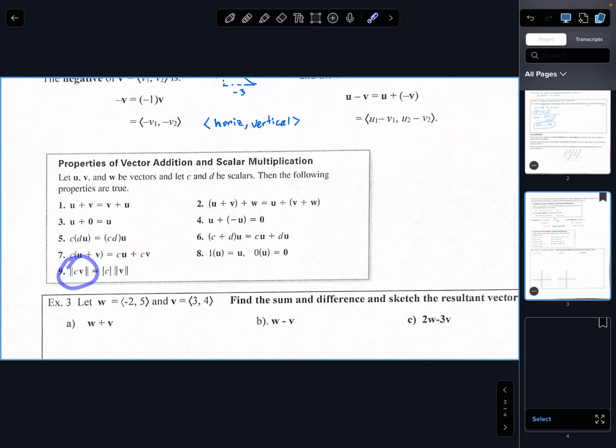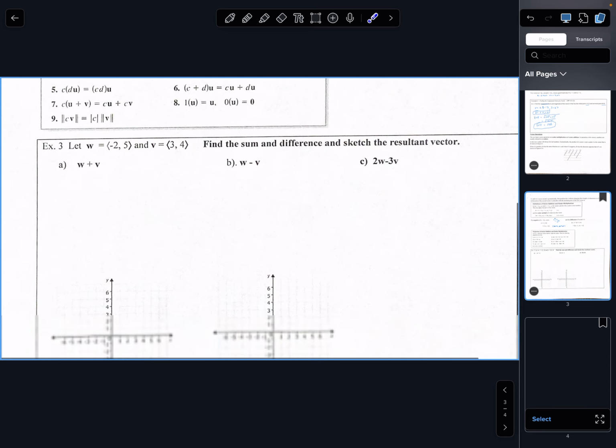This sometimes is helpful: if you have a scalar times a vector, you can take the scalar to the outside, find the magnitude, and then multiply by the absolute value of that scalar. That's all I'm really going to spend time on, but these are properties of vectors. All right.